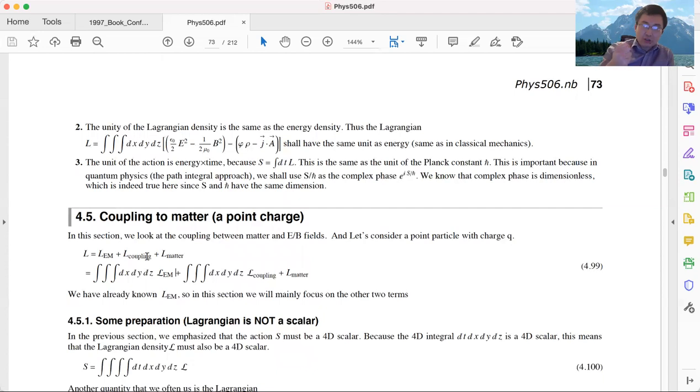If we have a point charge moving in the E and M field, then this point charge will feel a force. This force contains two parts. One part is charge times electric field. That's the electric force. And the second part is the Lorentz force, the velocity cross product with the magnetic field. This magnetic field gives a force to this particle. And this is the force on the particle.